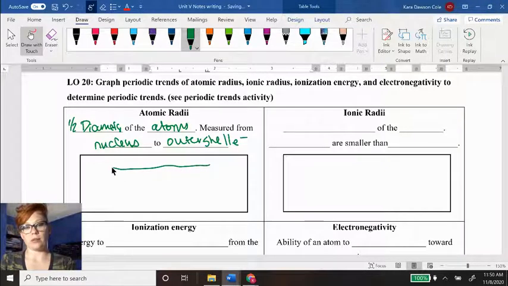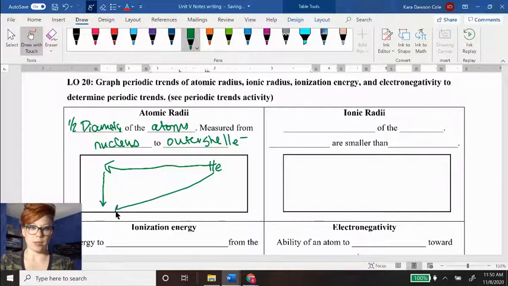So the atomic radius increases across the row of the periodic table. So helium is actually the smallest atom. And it increases down the column. So francium would be the largest atom. Okay.